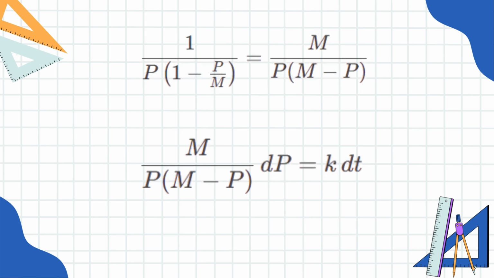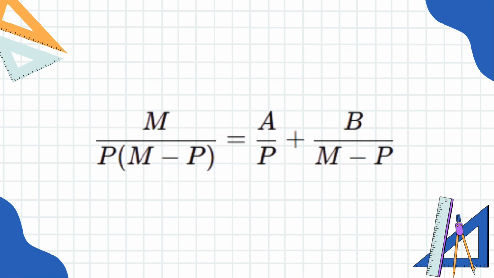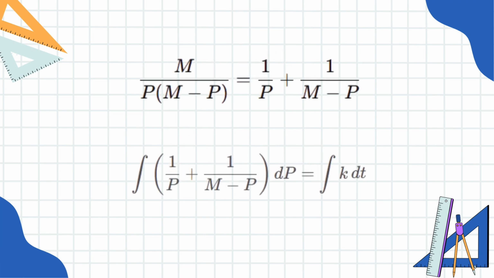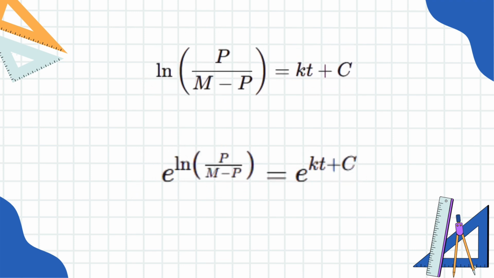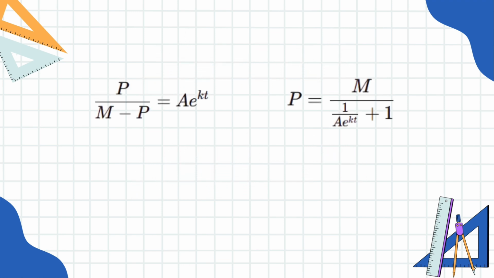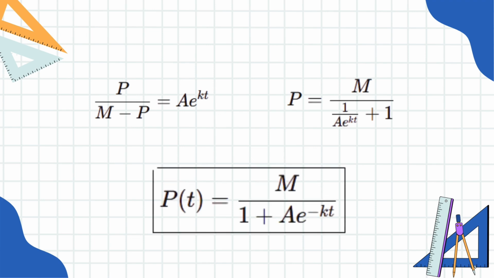Next step is to do partial fraction decomposition. We need to find the values A and also B. We found that A is equal to 1 and B is equal to 1. So, we substitute back the values in the equation. Next, we need to integrate both sides. After that, we get this, and we need to exponentiate both sides. After that, we get this, and we need to put it in standard form. And finally, we will get the logistic growth equation, which is this.